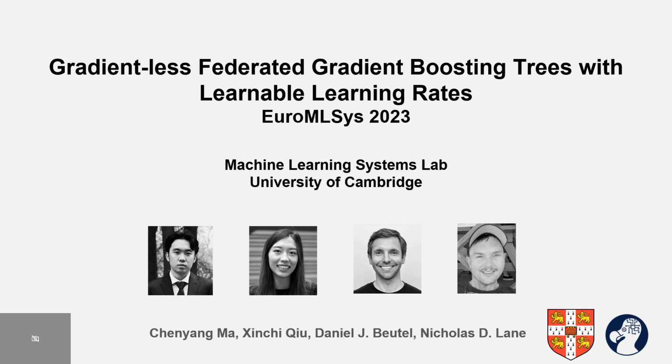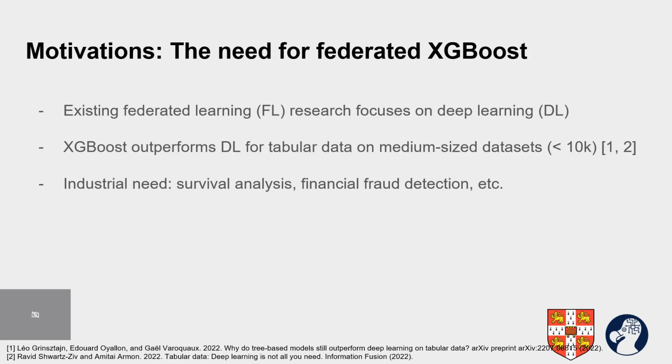We present our work on gradient-less federated gradient boosting trees with learnable learning rates. Federated learning enables the training of a global model using decentralized datasets in a privacy-preserving manner. Existing federated learning research mainly focuses on neural networks. The efforts of developing federated learning algorithms to support other machine learning models, on the other hand, remain unexplored.